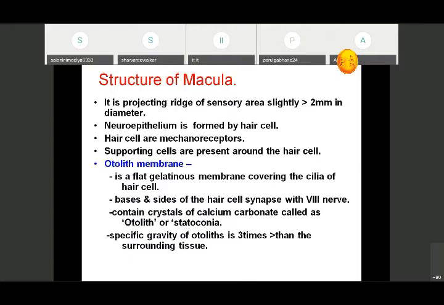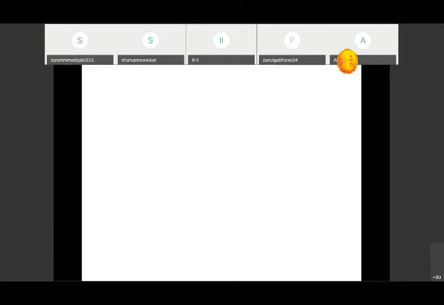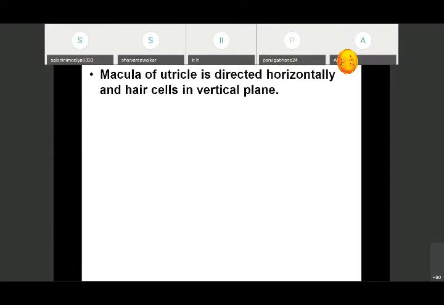Then this otolith membrane also contains crystals of calcium carbonate called otolith or statoconium. It is also called otoconium. The specific gravity of this statoconium is slightly three times more than the surrounding tissue. This is the reason why, when we bend in a forward or a backward direction, the otolith will move in the opposite direction, and this will cause stimulation of the cilia which are embedded in the gelatinous membrane and will lead to the generation of an action potential.